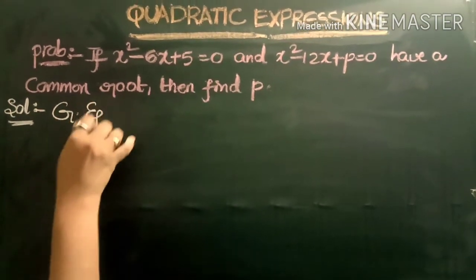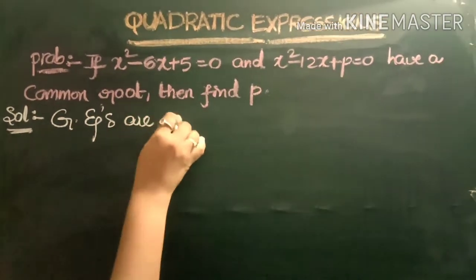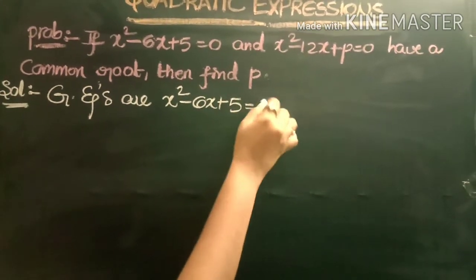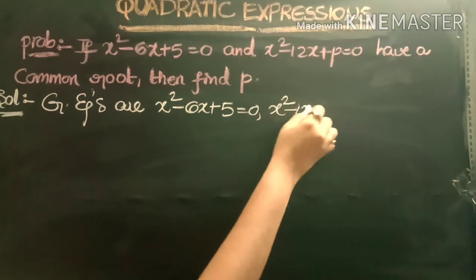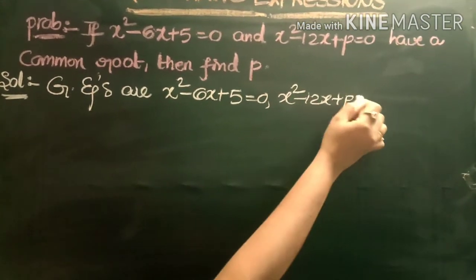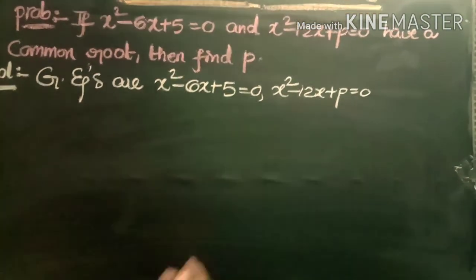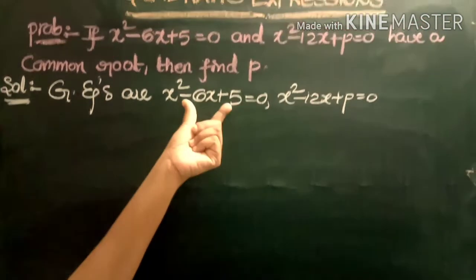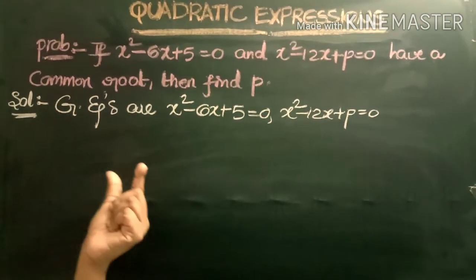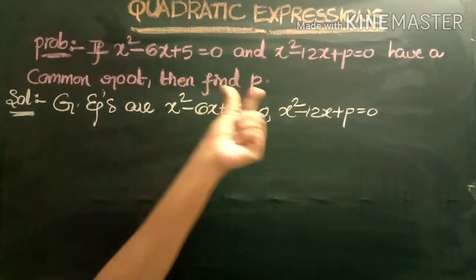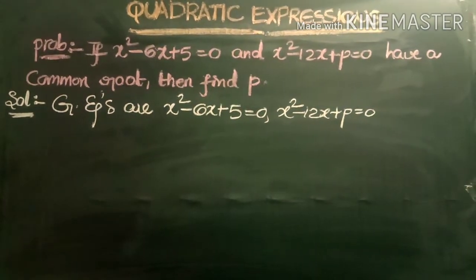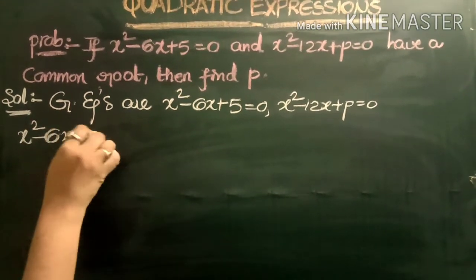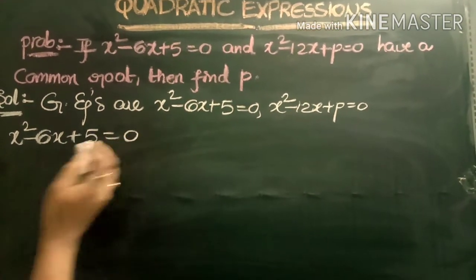So here given equations are, the first equation is x square minus 6x plus 5 is equal to 0 and the second equation is x square minus 12x plus p is equal to 0. So given equations have a common root, that is a given condition. So here directly we can find the roots of this equation. So first we find the roots of this equation and we are substituting the root values in the second equation to get the value of p. That is the procedure. So first we take the first equation here, x square minus 6x plus 5 is equal to 0 and finding the roots to this equation.